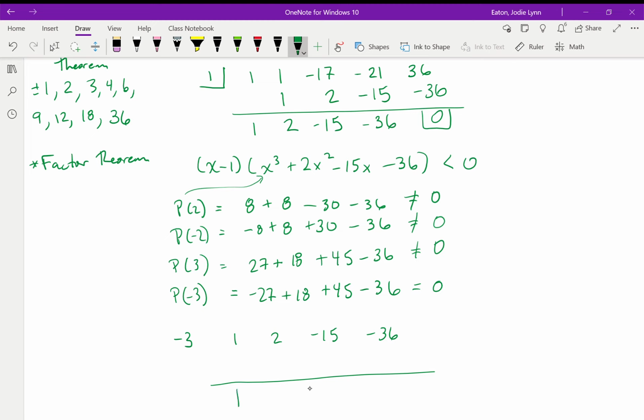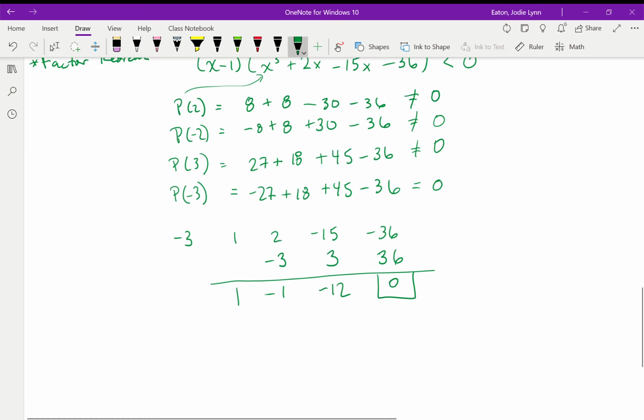Okay, 1 comes down. Negative 3 times 1 is negative 3. Leaves us with negative 1 when we add. Negative 3 times negative 1 is 3. Add that, we get negative 12. Negative 3 times negative 12 is positive 36, leaving us with 0 remainder, as we should get.